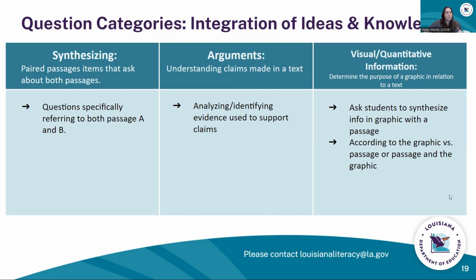These question stems are not as cut and dry as the others. Questions specifically referring to both passages. So like it'll say according to both passage A and B, XYZ. So while it's harder to maybe formulate these questions, it is more about you being able to get kids to synthesize information from multiple sources, or understanding claims that are made in a text and how those claims are supported, which is, again, stuff that we do with the reading that we're doing in class anyway, and stuff that we expect kids to do with their own writing as well.